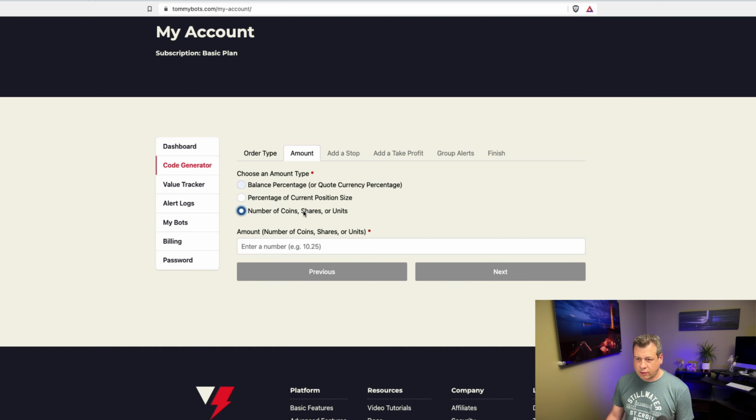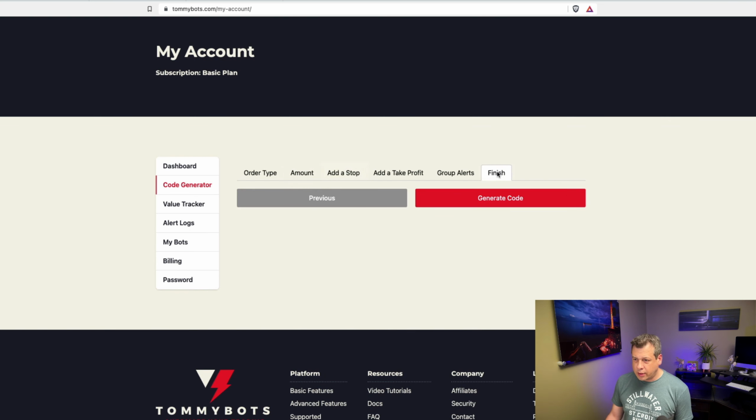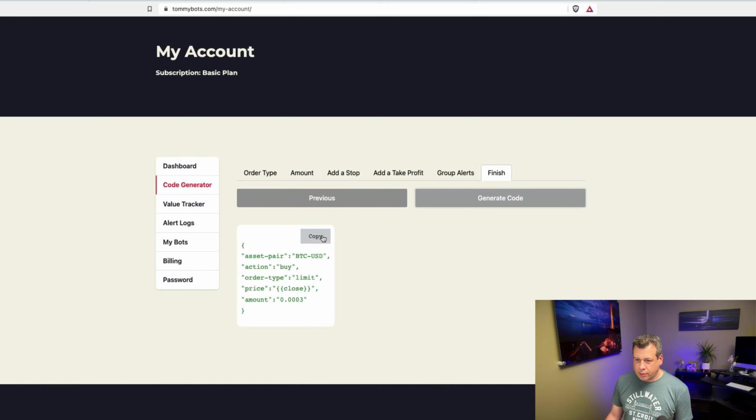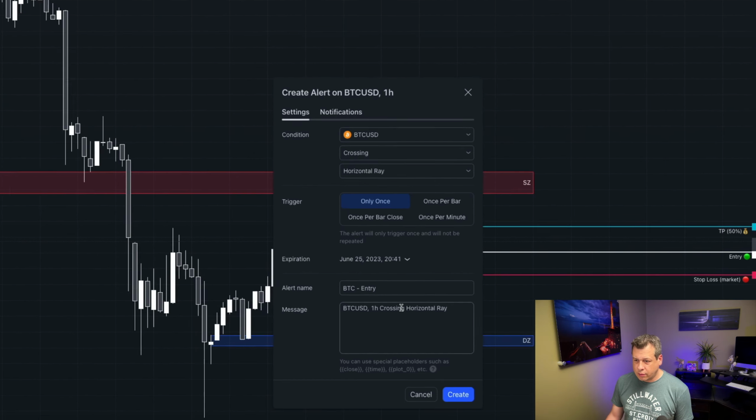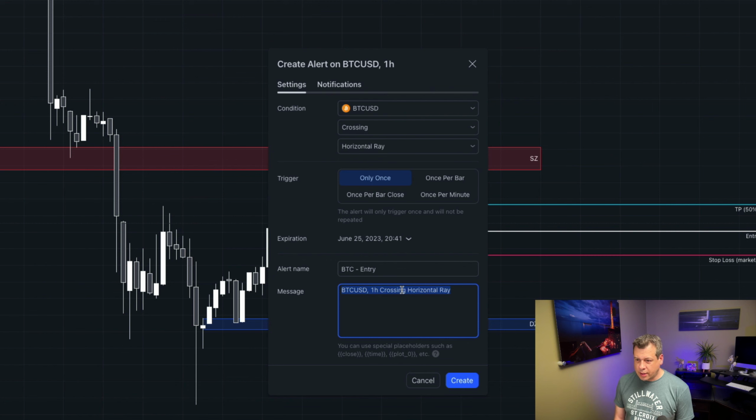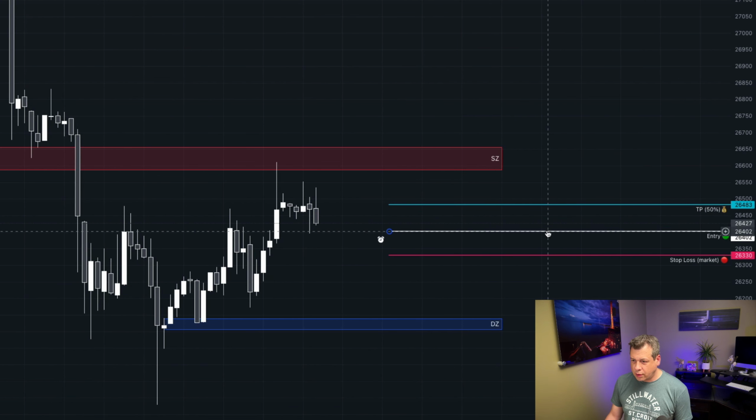But in this case, just for the demo, we're going to buy a very small amount of Bitcoin, since I don't really want to buy a lot at this moment. So we're going to go ahead and buy, how about 0.0003 Bitcoin? How about we do that? And we'll go all the way to the end to the Finish tab and click Generate Code. And it generates this little code snippet that we can click on the copy button to copy, and then go back to TradingView, triple click in the alert message, and paste it in. And we'll click Create. And so now our entry line is ready to go.